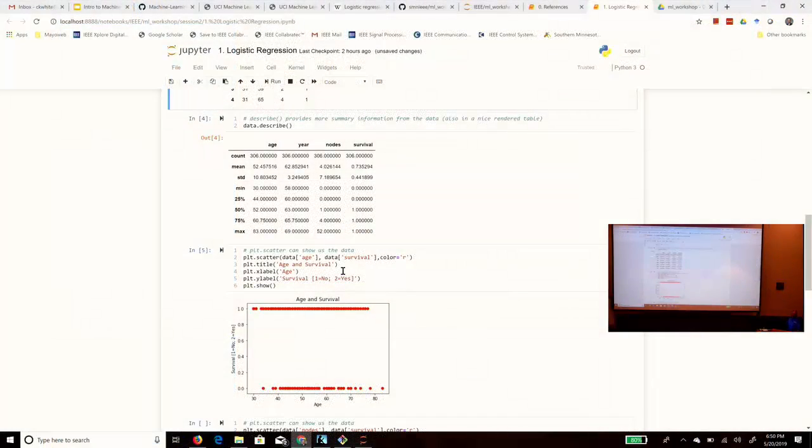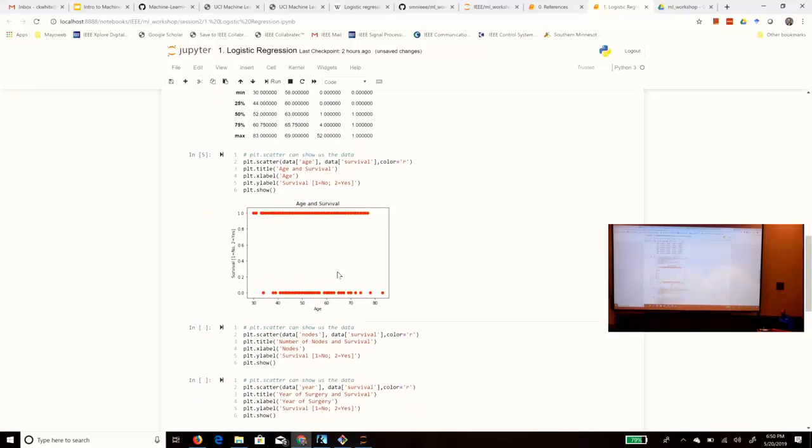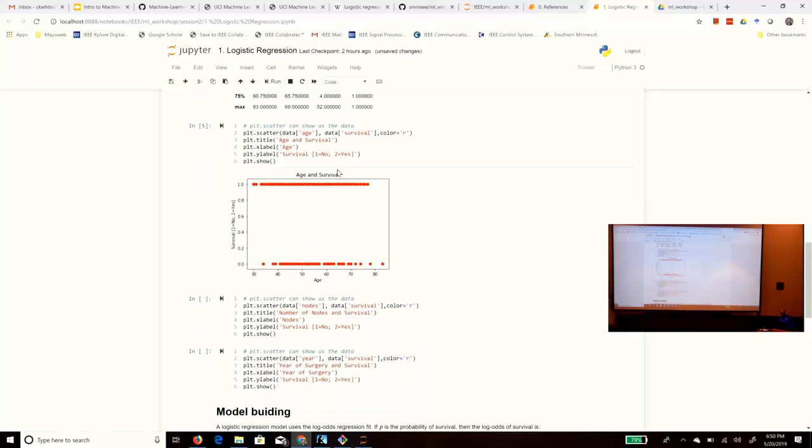Notice you've got two lines, 0 and 1, and then there's a dot for each person's age on the x-axis and whether or not they survived on the y-axis. So you can look at that and say, well, it doesn't really seem to be a factor of age in there, right? It's hard to tell. Don't know if we have enough data points or not. Okay, so everyone can interpret that? You understand what that means?